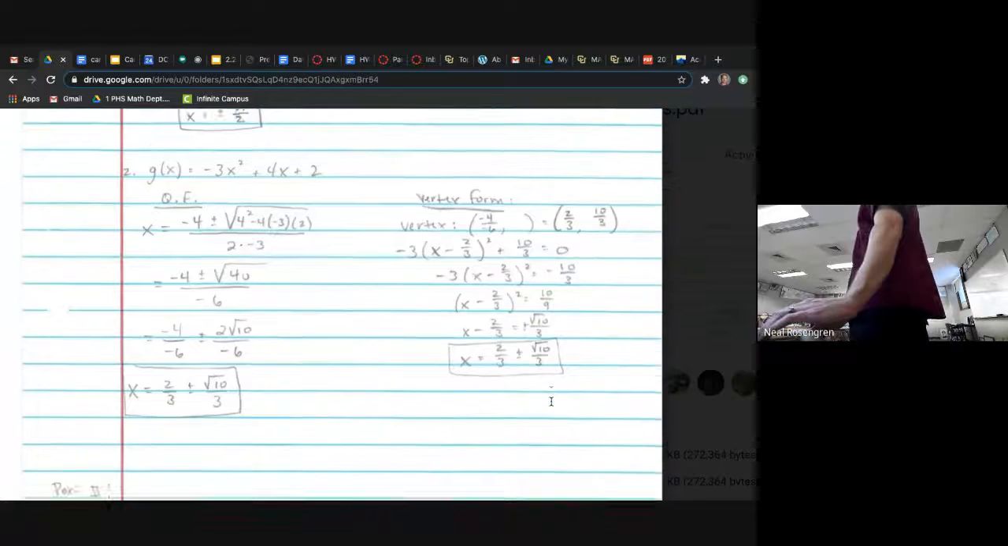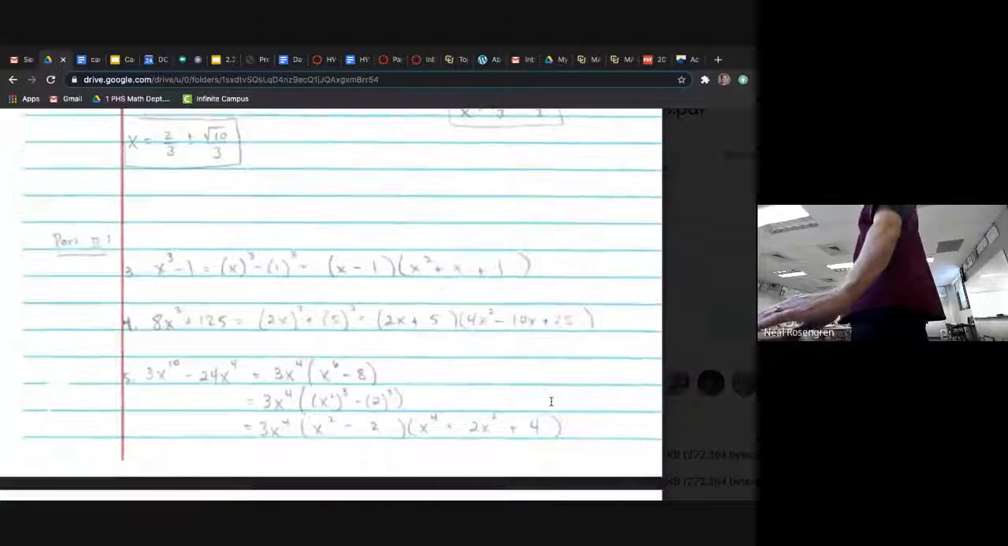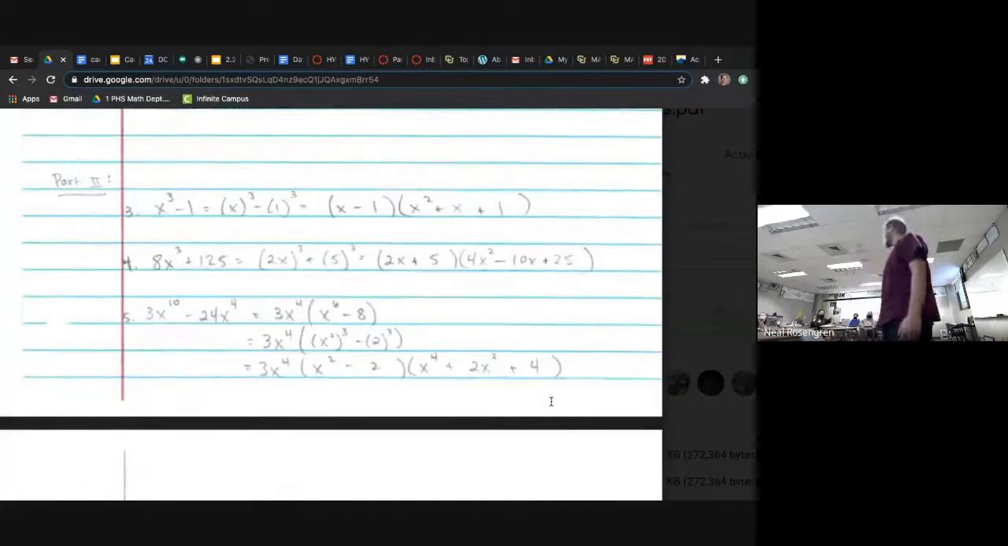So that was just 1 and 2. I just wanted to make sure you had that skill. And then 3, 4, and 5 was factor completely. I really don't have to say factor completely. I'm never going to ask you to factor incompletely. But these are all kind of that new style of factoring that we figured out last Friday.